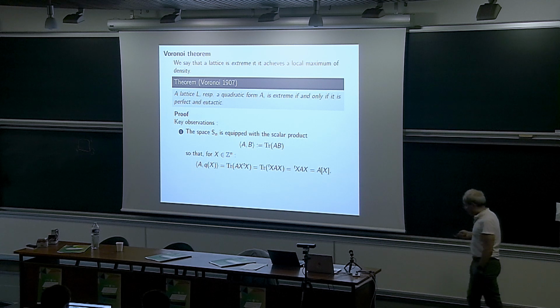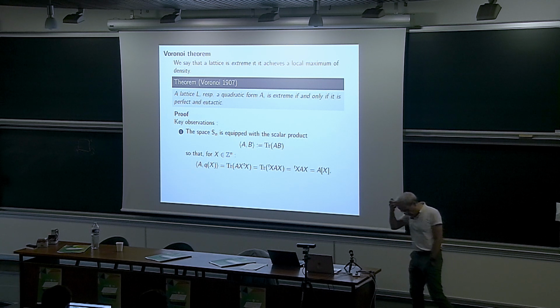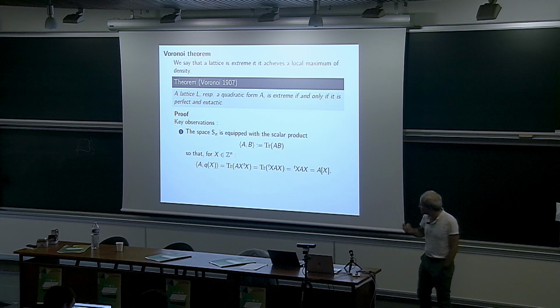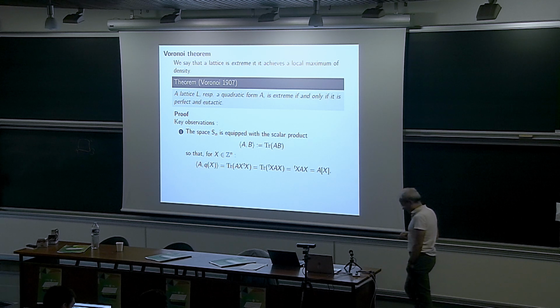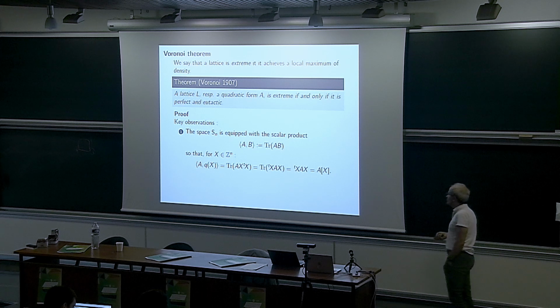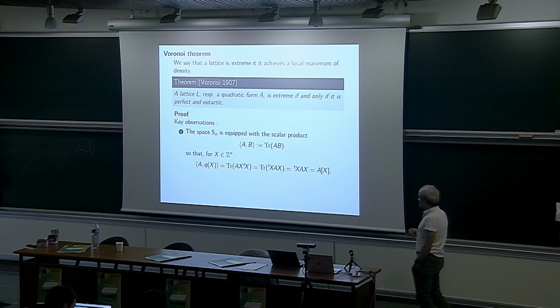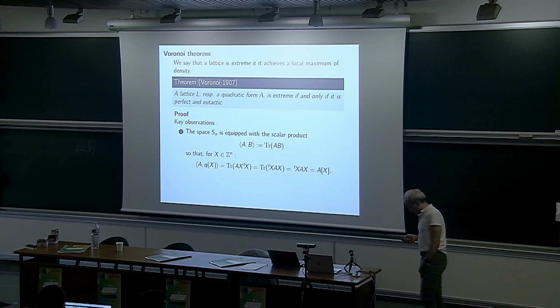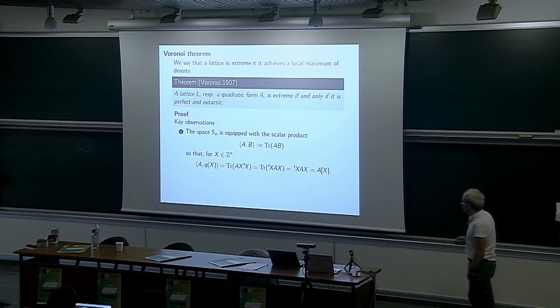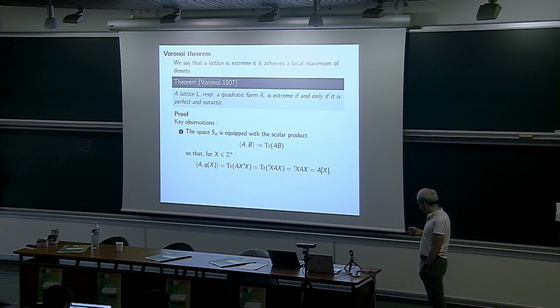Okay, and also the proof itself will be the occasion to introduce some features of the space Sn, which will be very important in the actual description of the Voronoi complex tomorrow. So the first of these geometric features I wanted to introduce is the scalar product on the set of n by n symmetric matrices. Namely, one can define the scalar product of two symmetric matrices A and B as the trace of their product.